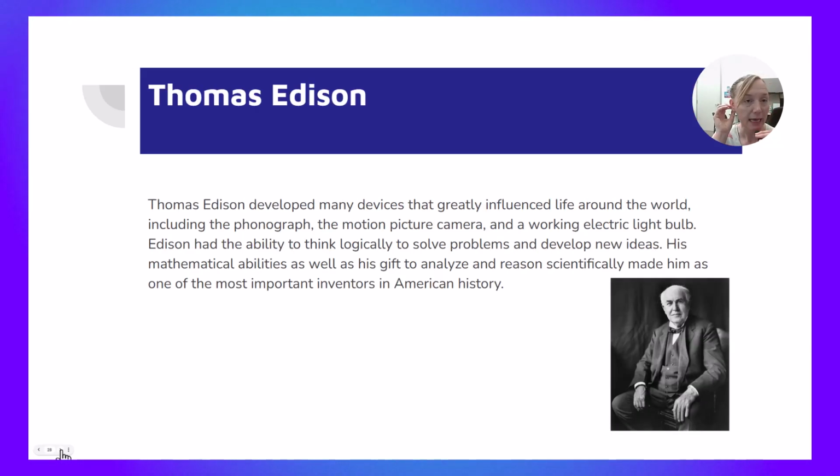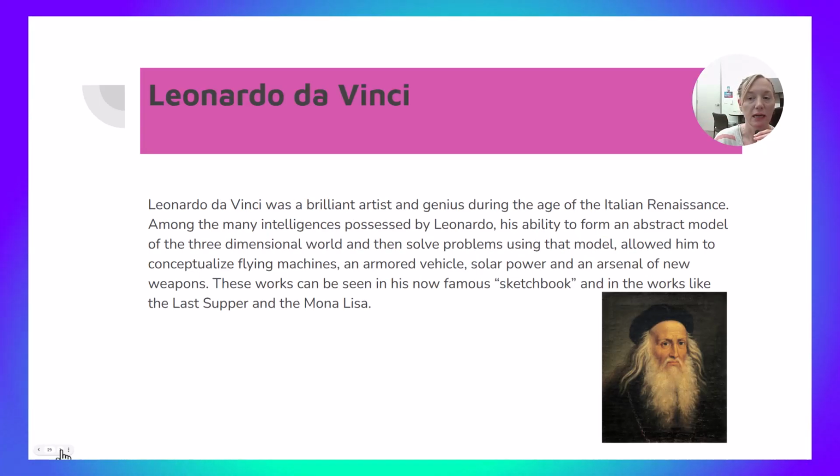All right, Thomas Edison. We know he invented the light bulb. He's able to think logically and solve problems. He develops a new idea. He's more of that mathematical, logical mind, right? That would be his intelligence area.